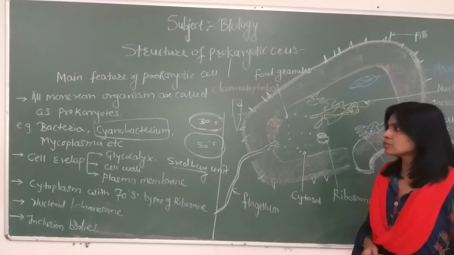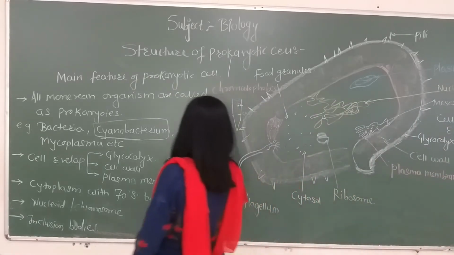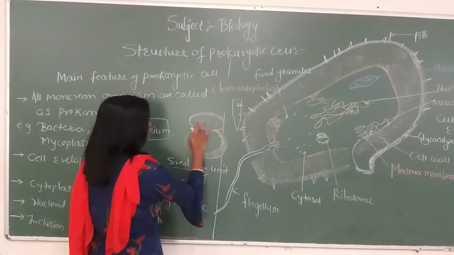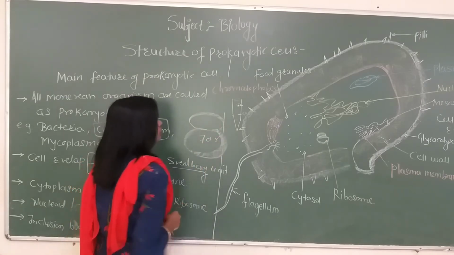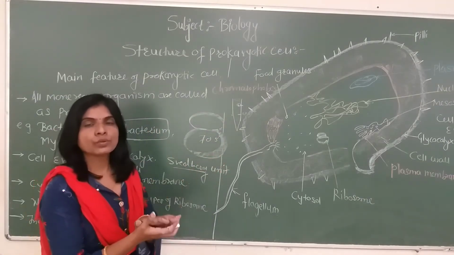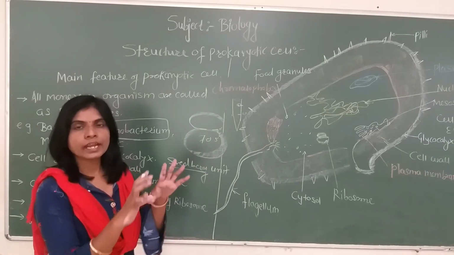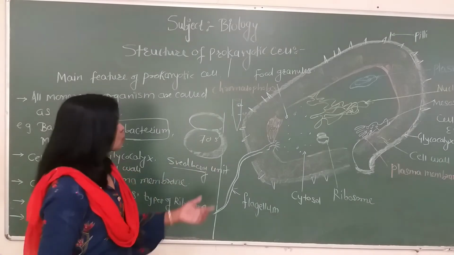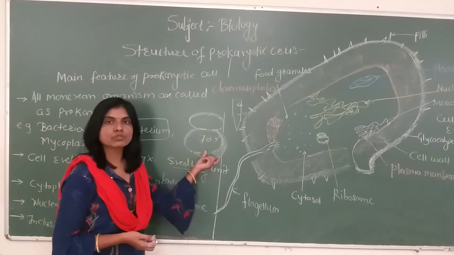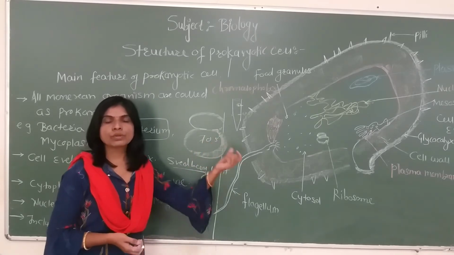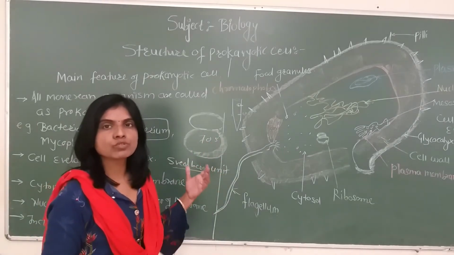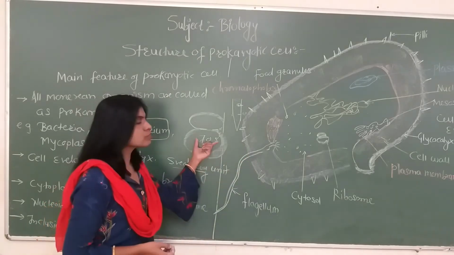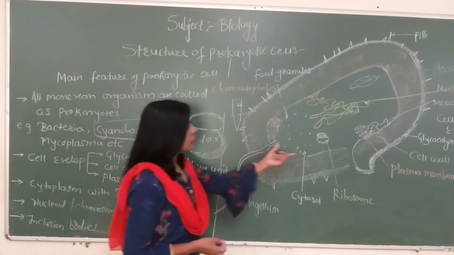Together they form the structure. They become the 70S type of ribosome. Why 70S? When these two unite together, some part of them is lost and it becomes only a 70S sedimentation gradient. So the 70S type of ribosome is the feature of the prokaryotic cell. The same ribosome found in the eukaryotic cell is of the 80S type. And in prokaryotes, which type of ribosomes are there? 70S type.